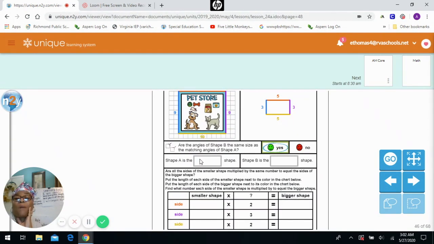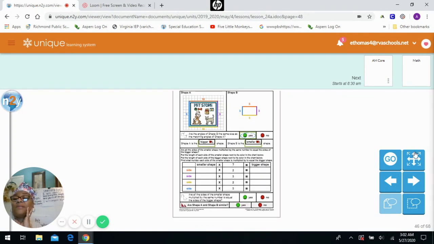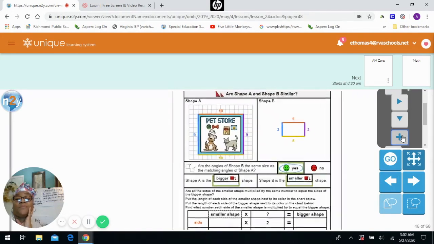Shape A is the blank shape, and shape B is the blank shape. What is shape A? Is it bigger or smaller? It is bigger. Okay, and shape B is smaller. Alrighty, let's get that a little bigger for me so I can at least read it.